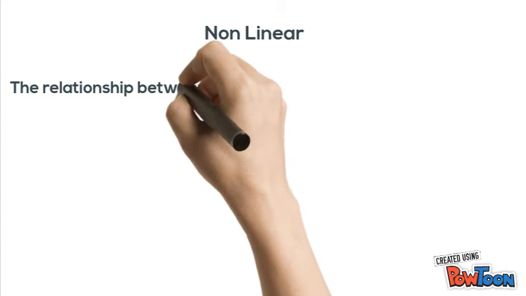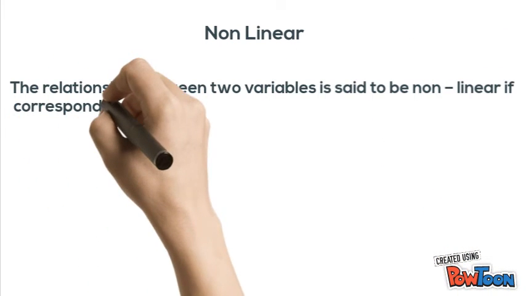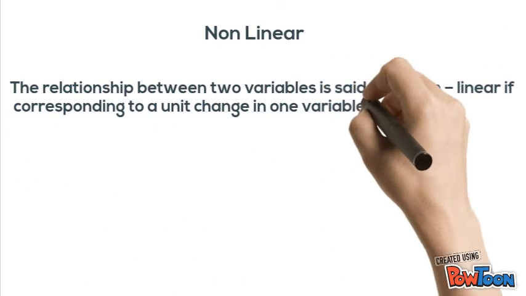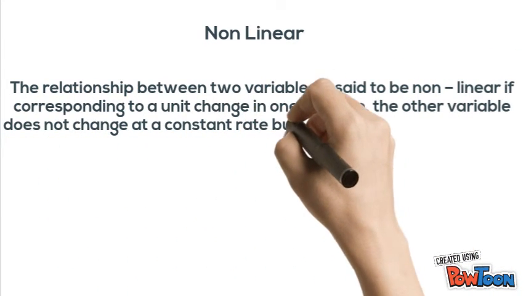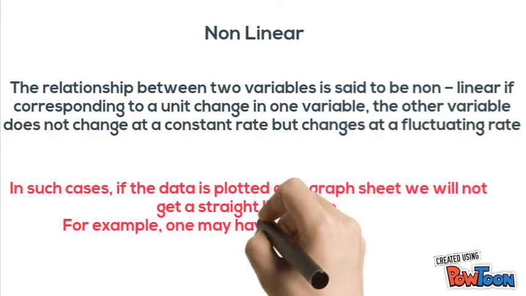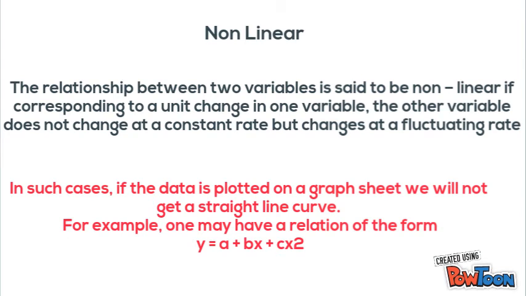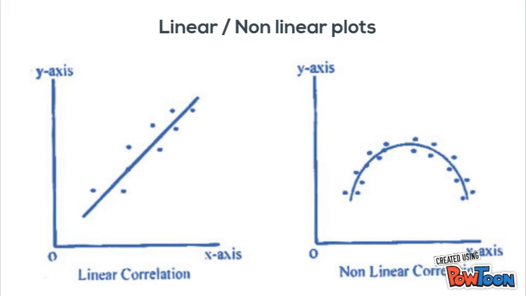Nonlinear correlation. The relationship between two variables is said to be non-linear if corresponding to a unit change in one variable, the other variable does not change at a constant rate, but changes at a fluctuating rate. In such cases, if the data is plotted on a graph sheet, we will not get a straight line curve. For example, one may have a relation of the form y equals a plus bx plus cx squared. Have a look at linear and nonlinear plots.